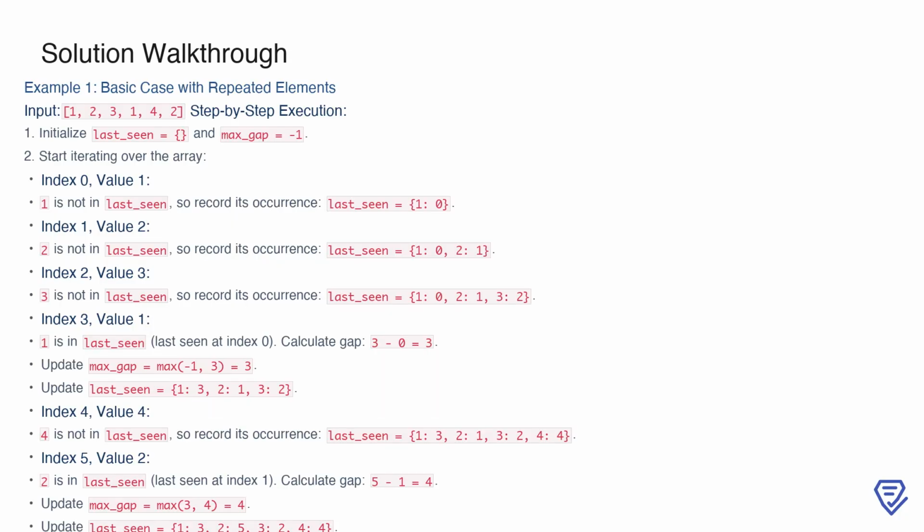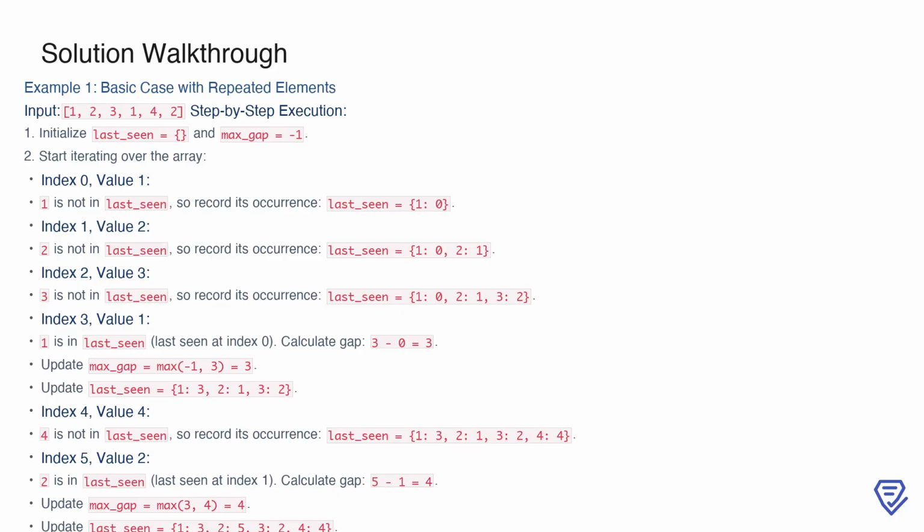To solve this problem, we start by initializing two variables, last_seen, an empty dictionary to track the last index where each element appeared, and max_gap, which is initially set to -1. Now, as we iterate through the input array 1, 2, 3, 1, 4, 2, we process each value step by step. For the first three indices, values 1, 2, and 3 are new to last_seen, so we simply record their indices without calculating any gaps.